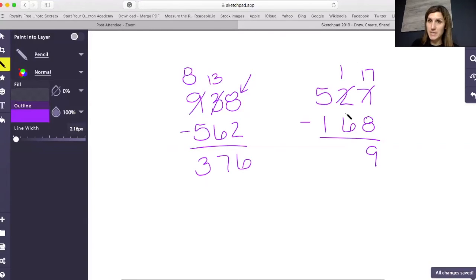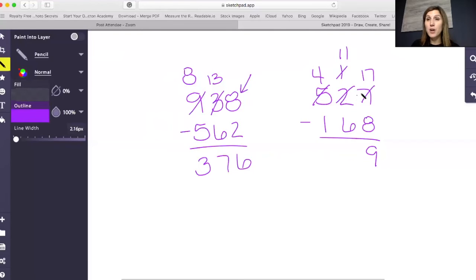Now we'll move on to the tens place. Here I have 1 minus 6, which I can't do, so I'm going to borrow from the hundreds. I cross out the 5 and rewrite it as a 4 because I'm taking away 100. I'm turning that 100 into 10 tens and adding those 10 tens to this 1, and that gives me 11.